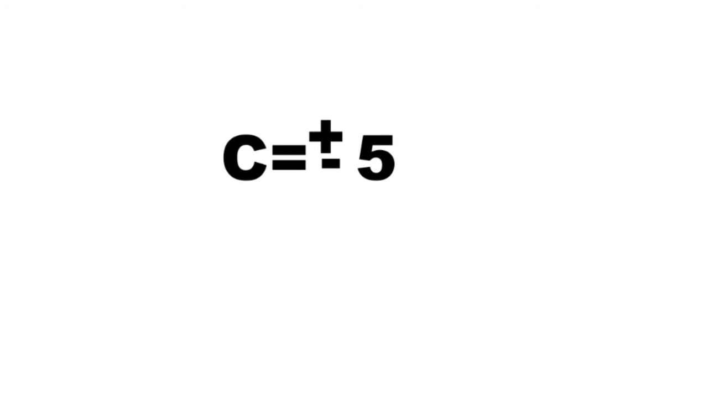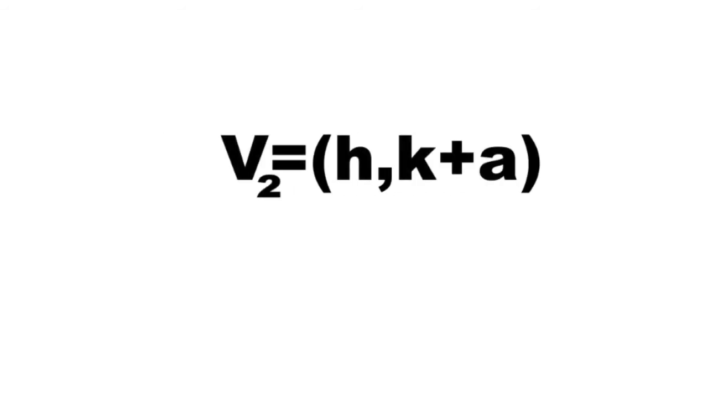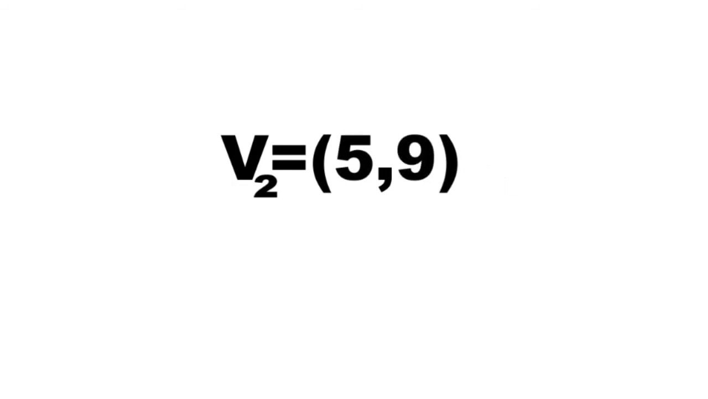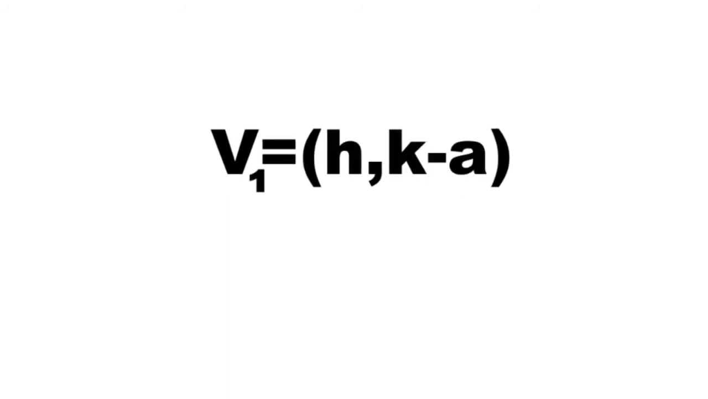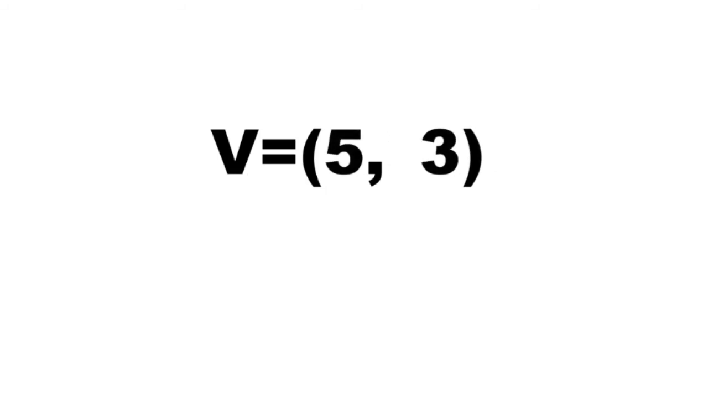From the equation of the hyperbola, the center has the coordinates (h, k). In this case, the center has the coordinates (5, 6). For the upper vertex, V sub 2 has the coordinates (h, k plus a), so V sub 2 is (5, 6 plus 3), so V sub 2 has the coordinates (5, 9). For V sub 1, the lower vertex (h, k minus a), so V sub 1 is (5, 6 minus 3), so V sub 1 has coordinates (5, 3).